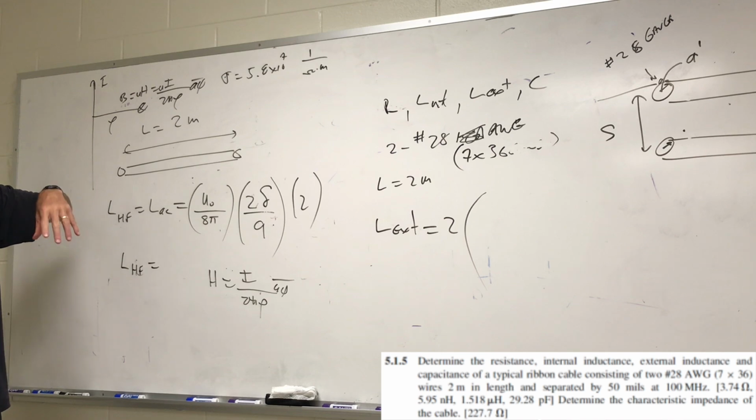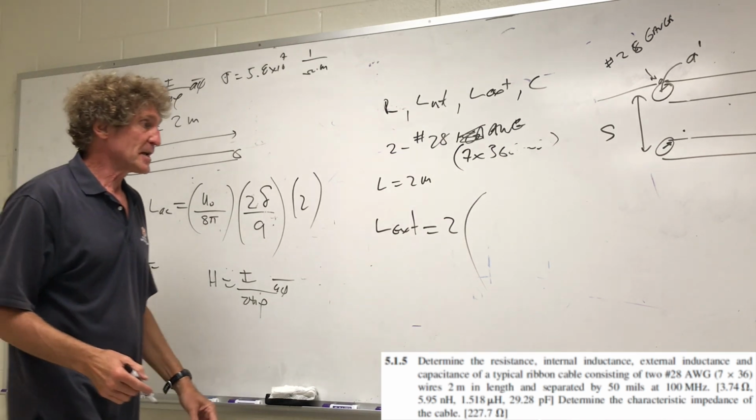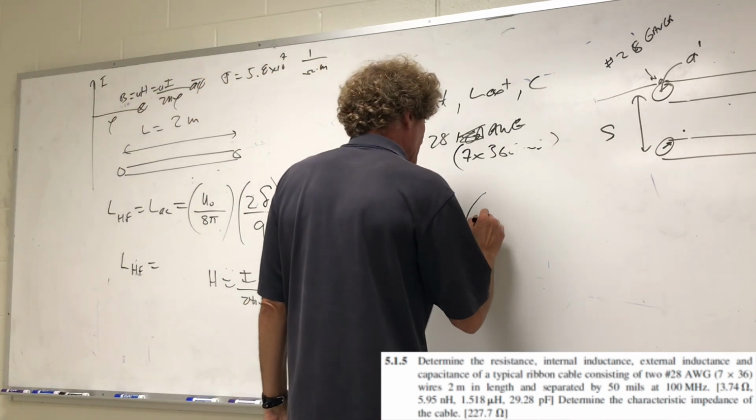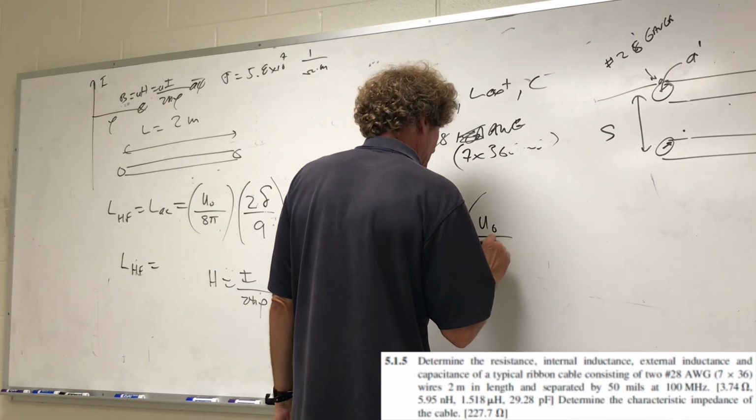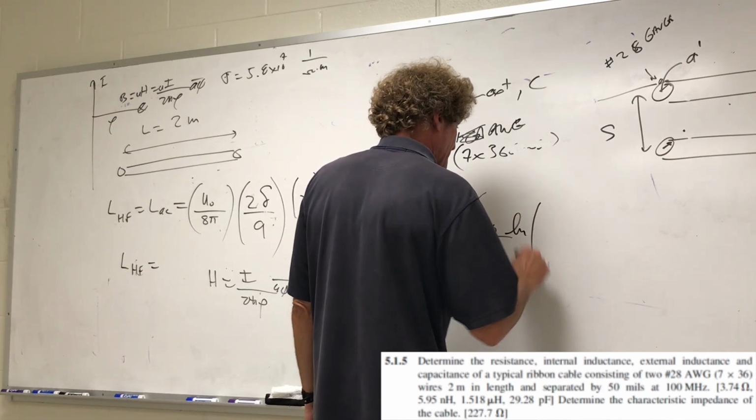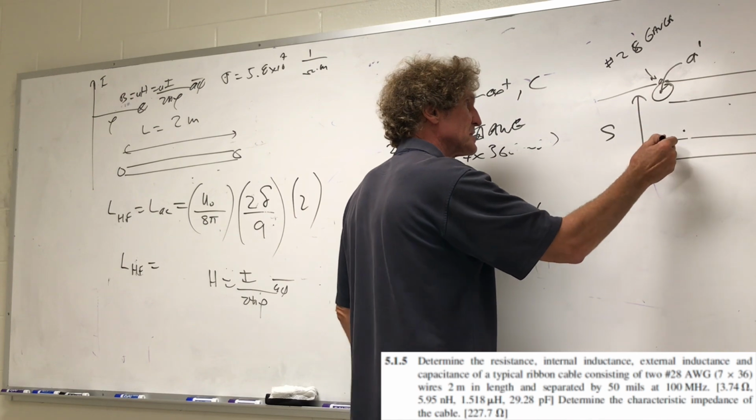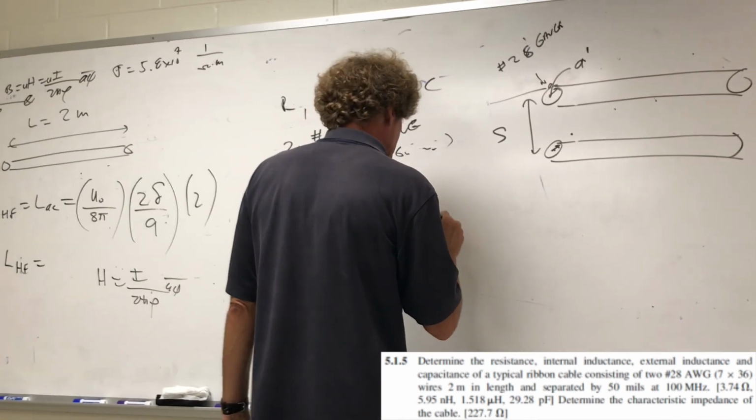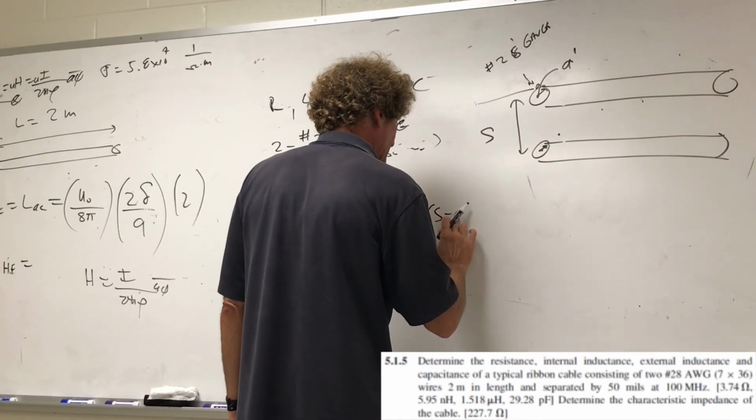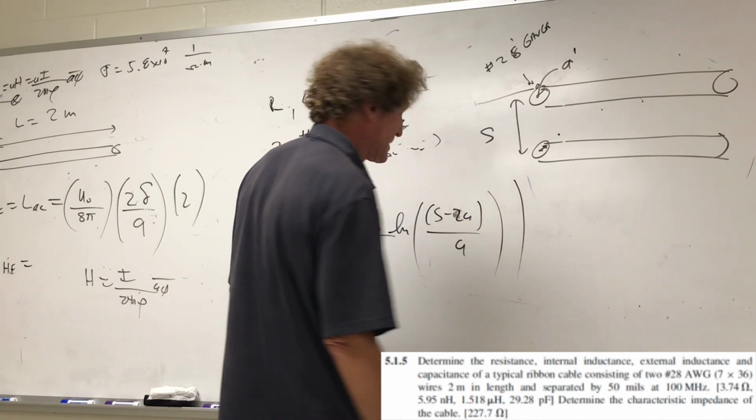The inductance, we divide out I, but there's 2 of them. So you get 2 times mu 0 over pi, the natural log. It's going to be separation distance minus 2a, so it's S minus 2a over A. And that's going to be the external inductance.